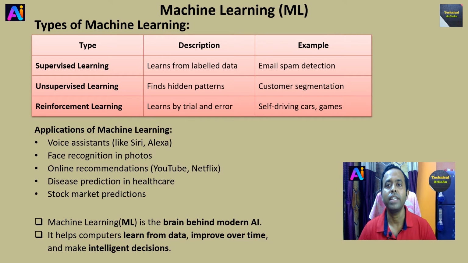So that's why they're predicting your choice as their recommendation, right? So in that way the ML model actually works. Next one is disease prediction in healthcare, also stock market predictions. So machine learning is the brain behind modern AI, right? It helps computers learn from data, improve over time and make intelligent decisions, right?